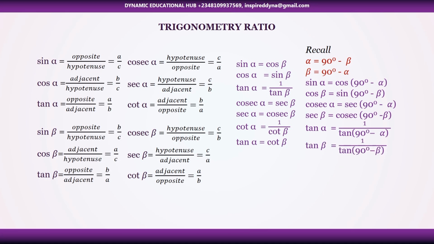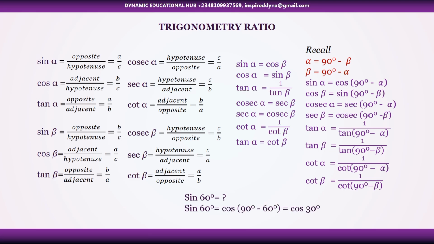Finally, tan beta is also what? 1 over tan of 90 degrees minus beta. And the same thing applies with cotangent. So cot alpha will be the same as 1 over cot of 90 degrees minus alpha. What is the value of sine 60 degrees using cosine? Sine 60 degrees will be the same as cos of 90 degrees minus 60 degrees, and that is cos 30 degrees. Sine 45 will be the same as cos of 90 degrees minus 45 degrees, and that is cos 45 degrees.